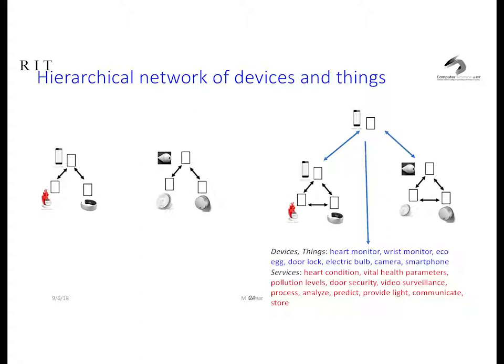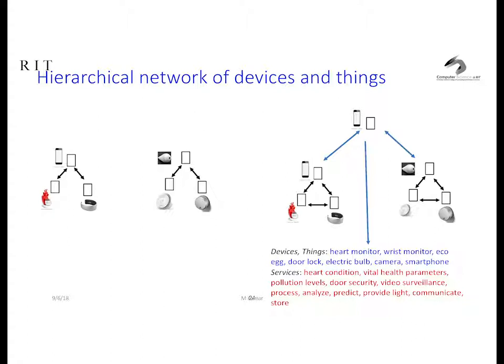And I can build a bigger tree by using all this, with the smartphone at the top. Okay, it is the same smartphone, but it's logically present here as well as here. So I have a bigger tree in this environment that comprises these six devices. Okay, so I have a physical environment that has a heart rate monitor, a wrist monitor, an EcoEgg, a door lock, a camera, a light bulb, and a knife, and a smartphone.